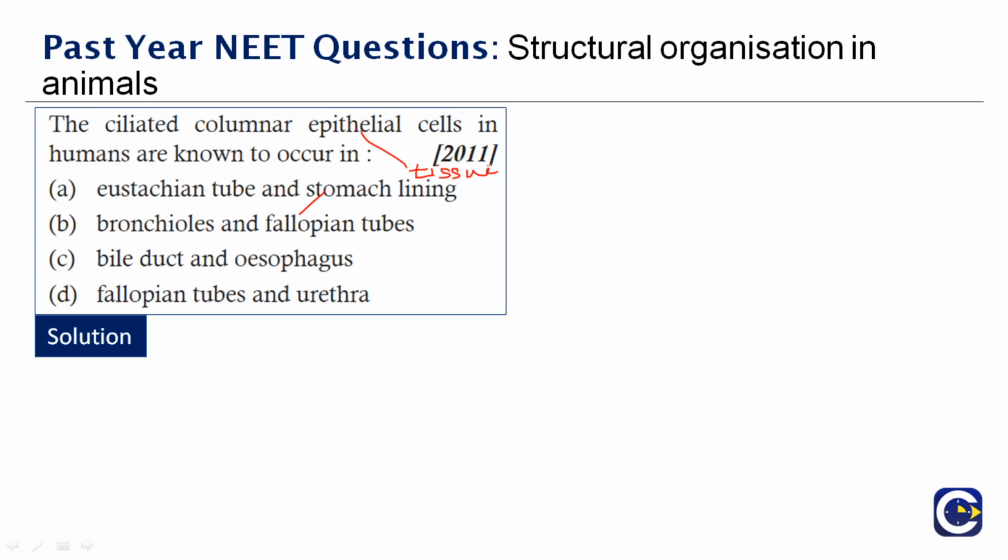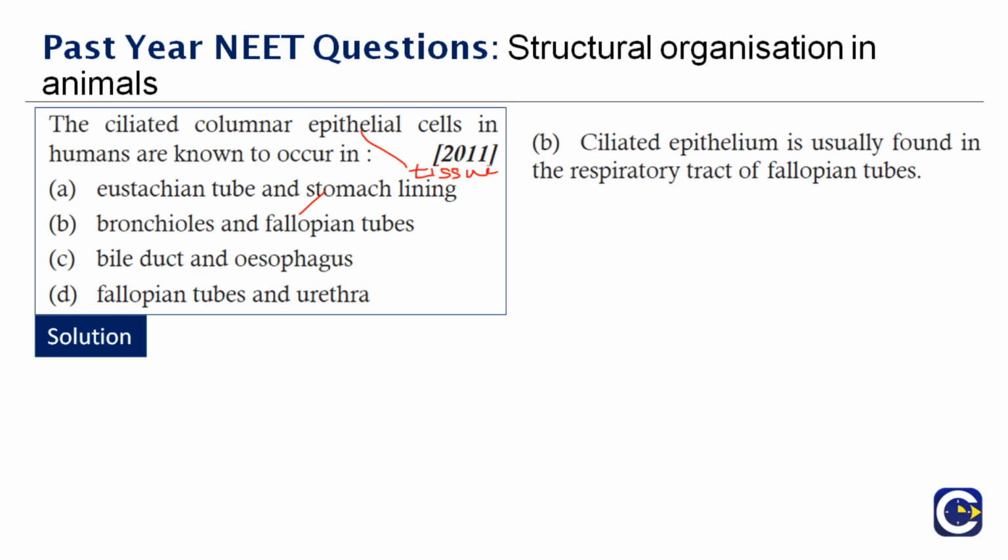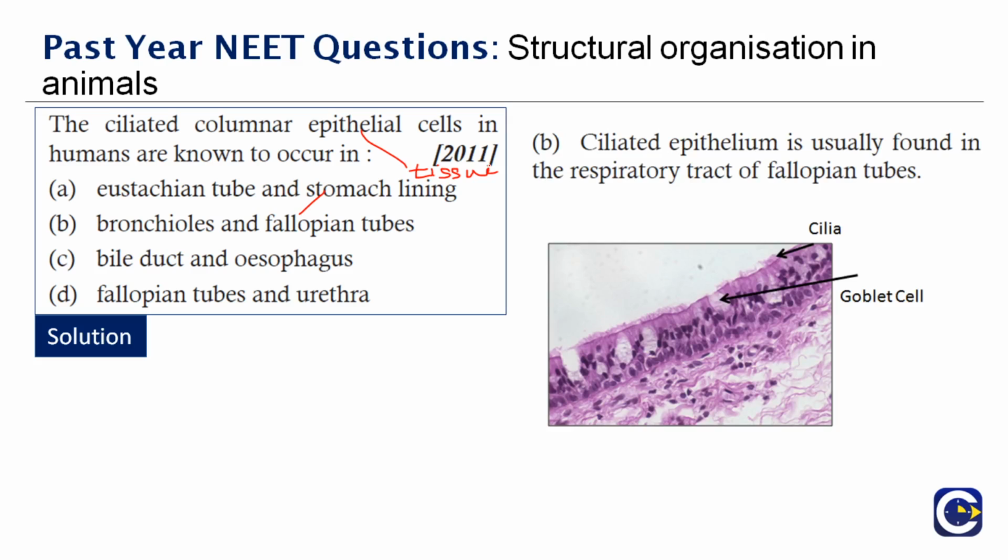So you have 2 locations where you can find the ciliated columnar epithelial cells. They are said to line these 2 organs. One is the bronchioles and the other one is the fallopian tube. Bronchioles are part of the respiratory organ. Therefore, the correct answer to this question is option B. To your right side, you have the cilia. How does it look? Here you can see. Then you have the globular cell, which is also a part of the epithelium. Therefore, the correct answer is option B.